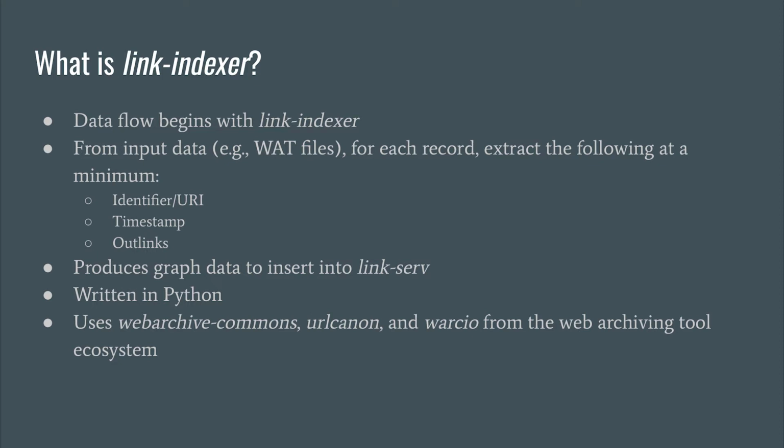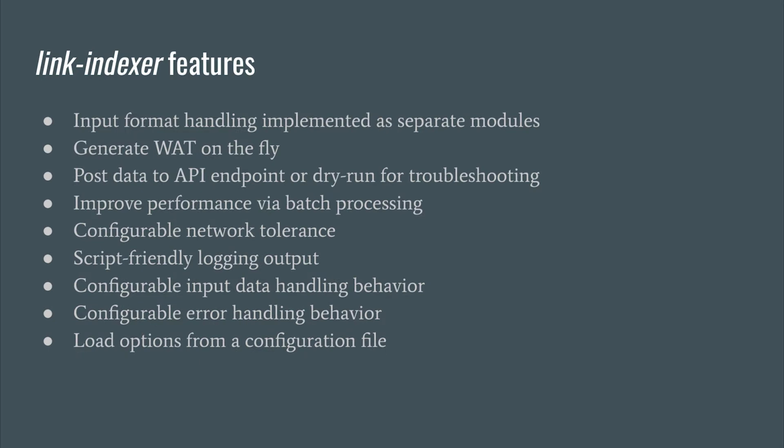LinkIndexer accepts ARC, WARC, WATs, and CSV as input. It uses Web Archive commands for generating WAT files from ARC or WARC on the fly, with an option whether to keep or delete them after successfully processing, and sends the extracted information to LinkServe. It is written as a Python command line tool with the goal of being convenient to use in a distributed large-scale environment. Features to highlight in LinkIndexer include that format handling is split into separate modules for easy expansion of format support.